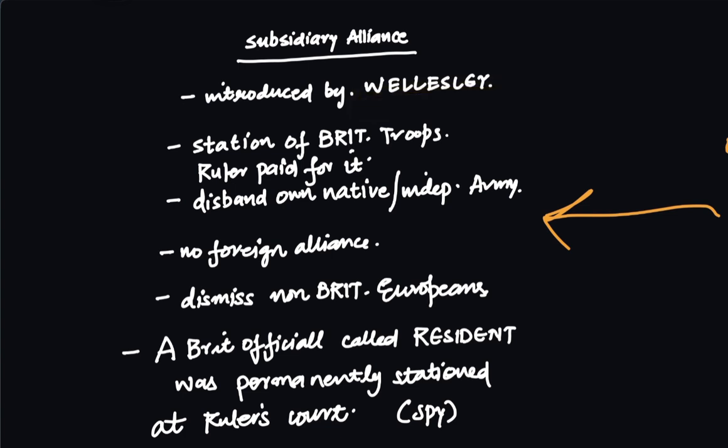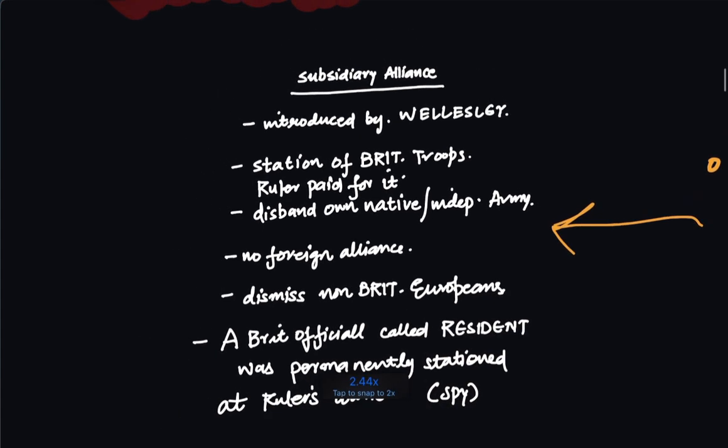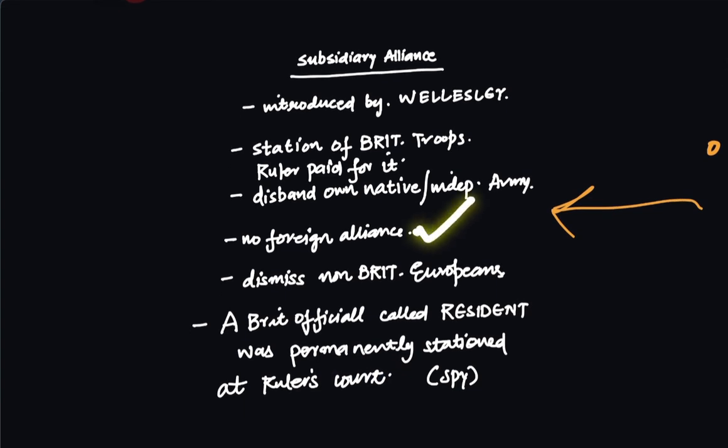This you need to remember. Another thing, there was stationing of British troops in the kingdom of that ruler, and that ruler had to disband his own native army. No foreign relations, foreign alliance or foreign policy could be pursued without the permission of the English. Any European who was not British or English was to be dismissed from the services of the ruler, any service. A British official that came to be known as the resident was to be permanently stationed in the ruler's court. He acted as a spy for the English. So any state which agreed to signing the subsidiary alliance had to surrender its foreign policy, give up its native army, pay for the British troops, dismiss any European other than English, and allow the permanent stationing of a British resident.